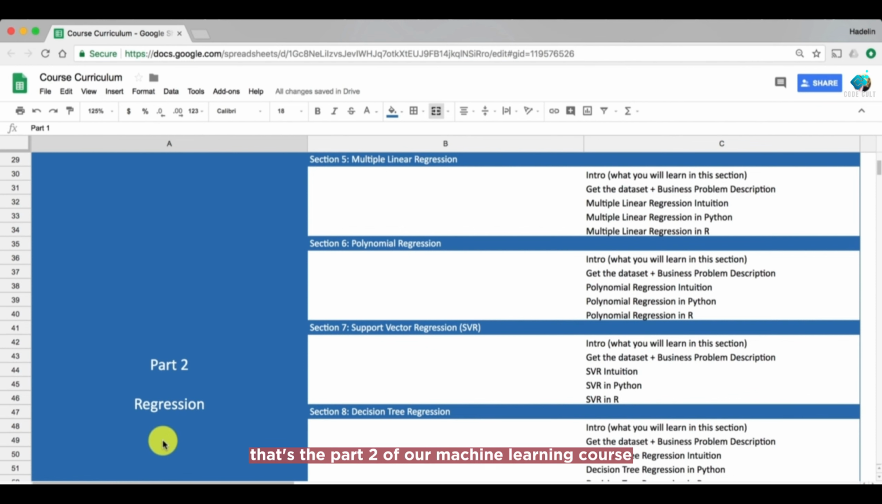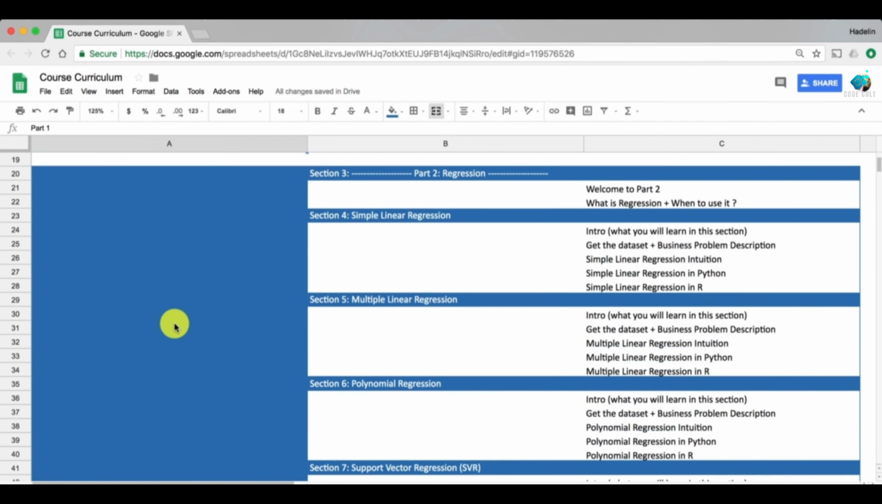And then, speaking of this machine learning journey, the next step is regression. That's part 2 of our machine learning course, and in this part, we tackle all the essential regression models. So what is regression? Regression is when you want to predict a continuous real number, like a salary, or a temperature, or an energy output.